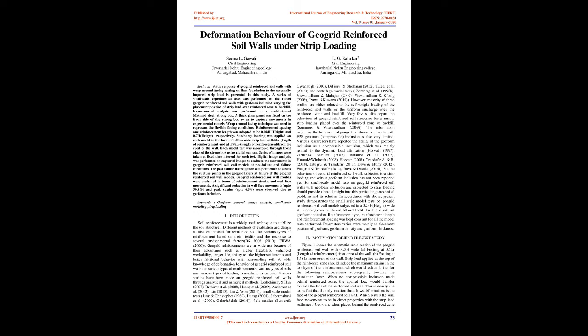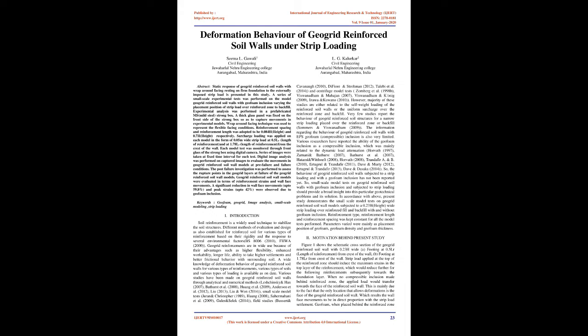A series of small-scale experimental tests was performed on model geogrid reinforced soil walls with geofoam inclusion, varying the placement position of the strip load over the reinforced zone to the backfill. Experimental analysis was performed in a prefabricated MS (mild steel) strong box. A thick glass panel was fixed on the front side of the strong box so as to capture movements in the experimental models. The wrap-around facing technique was used to represent the flexible facing conditions.